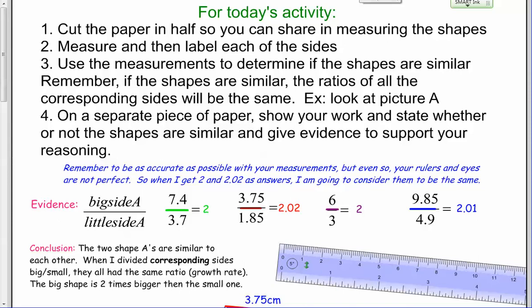Hey guys, let's take a look at today's activity. Today you should be working with a partner, so you and one other person are working together on this, and you should have one piece of paper between the two of you, and you should have a piece of paper with a whole bunch of shapes on it.